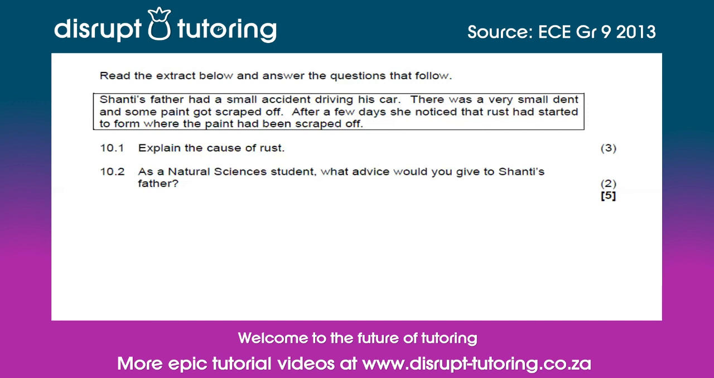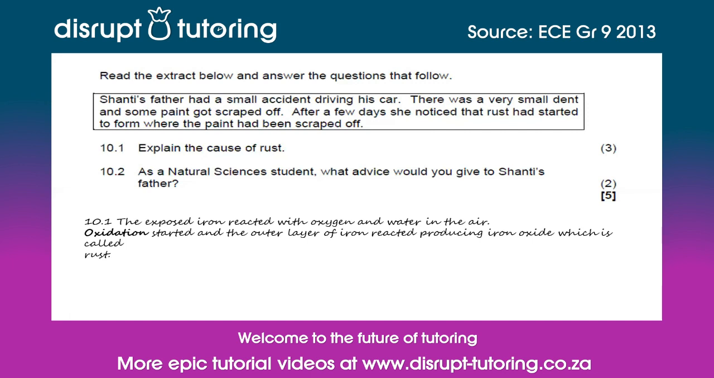Now, rust forms when iron in metal is exposed to atmospheric oxygen and water. When this reacts in an oxidation reaction, it forms iron oxide, which is called rust. Okay, so it was the exposed iron in the metal which reacted with water and oxygen in the air in an oxidation reaction to form iron oxide, which is the rust.